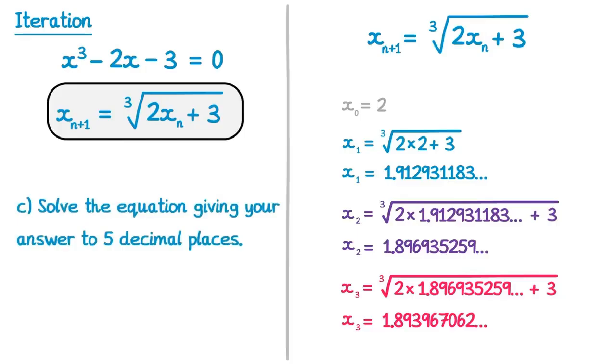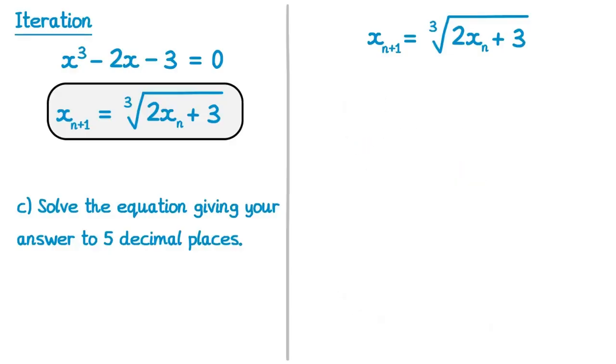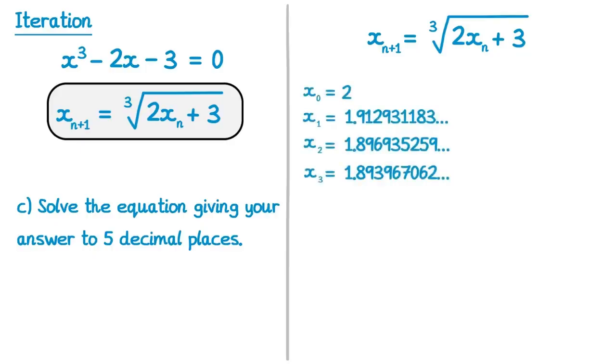Part C asks us to solve the equation, giving our answer to 5 decimal places. If we think back, this was our original plan with the question. We wanted to solve the equation. So far, we were given the x0 value of 2, and we calculated x1, x2 and x3. Each of these successive iterations is an approximation to the solution. The further you go, the better the answer. So to find the solution, we need to keep this going. We can find x4, x5, and so on.